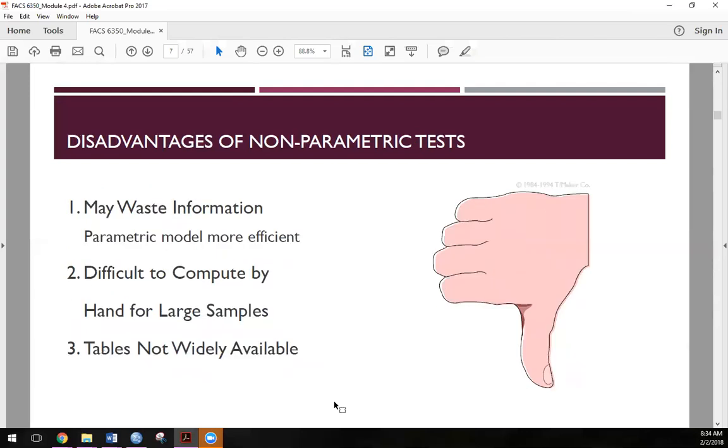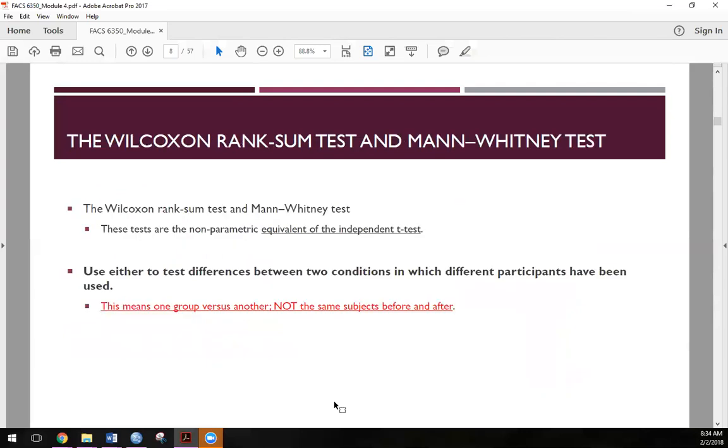The problems are that you can waste information because you're having to rank the data, so sometimes the information can get shuffled. And it's very difficult to compute by hand, which, we don't have to compute things by hand anymore, so that is still a disadvantage, but it's not something that's going to prohibit you from using the test. And there's not a lot of tables that you can use to look at, like you would see a z-score or a t-score table. If you have an H-score or something like that, you're not going to be able just to look in the back of a textbook and look at those tables.